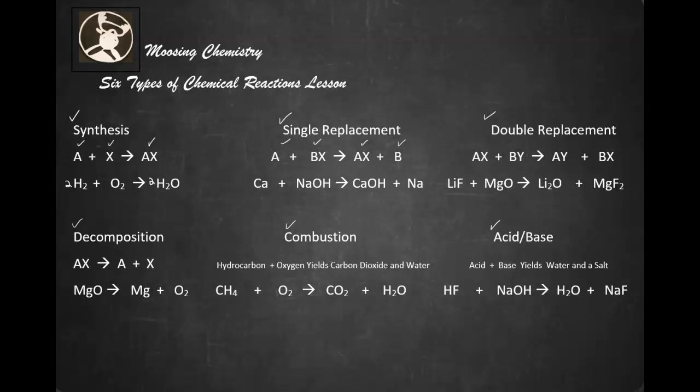Double replacement. We have a compound AX plus compound BY makes a new compound AY plus a new compound BX. So lithium is going to replace magnesium to create lithium oxide plus magnesium fluoride. And again, we need to check our balances here. We have a 2 in front of that F there, so we have to put a 2 here, and that takes care of the 2 for the lithium and the 2 for the fluorine, so everything looks balanced.